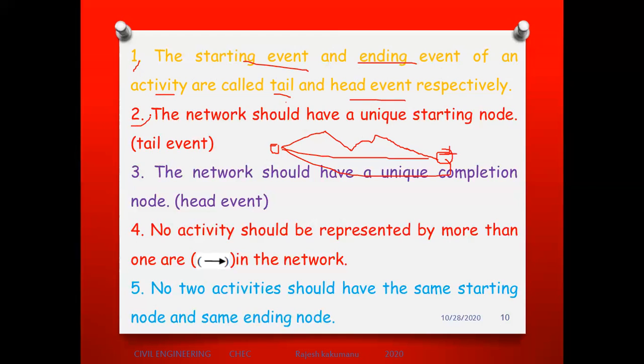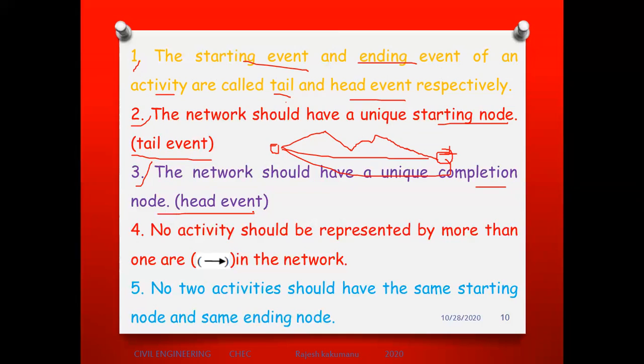The network should have a unique starting node. Any network you draw should have a unique starting node, that is the tail event. Next, the third point: the network should have a unique completion node. So if there is a starting node, automatically a completion node should also be there. That is a head event.